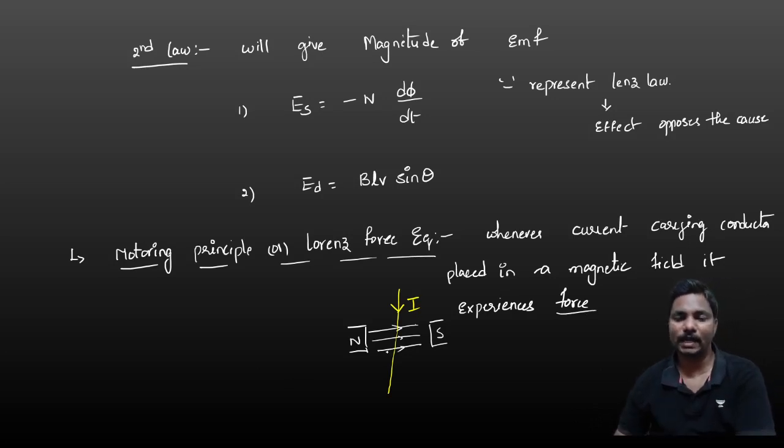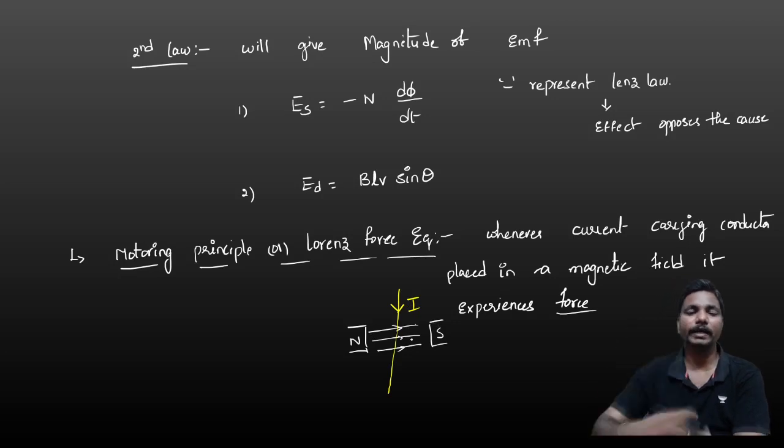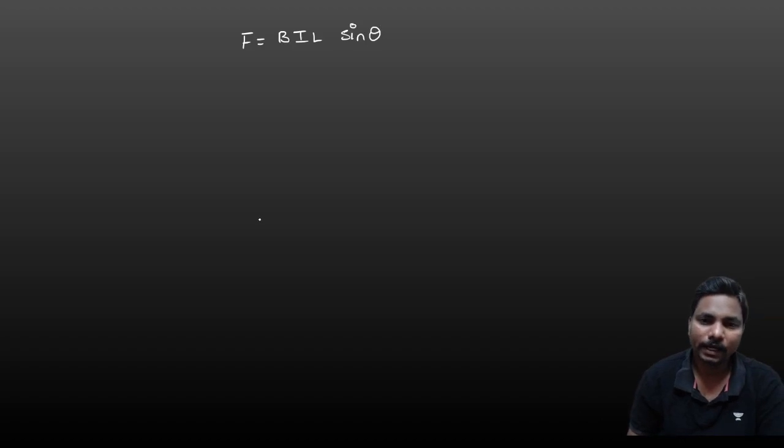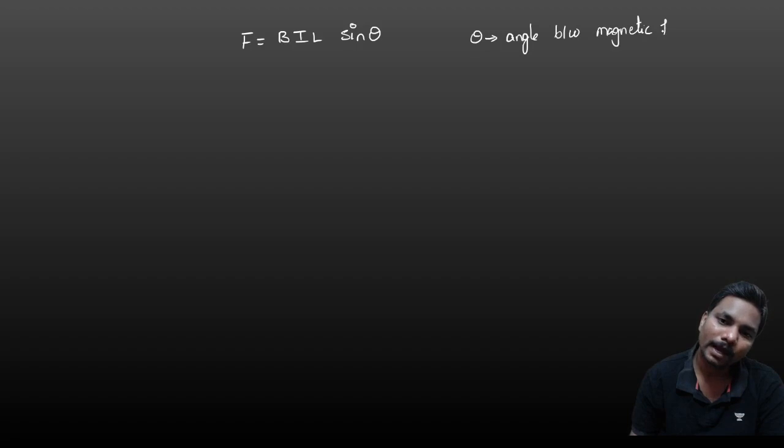Okay, so in the motor, what is happening? They will take a magnetic field and a current carrying conductor. Whenever a current carrying conductor is placed in a magnetic field, it experiences a force. With that force, it is rotating. That force is equal to, this equation is very important, BIL sin theta. Theta is the angle between the magnetic field and the conductor.